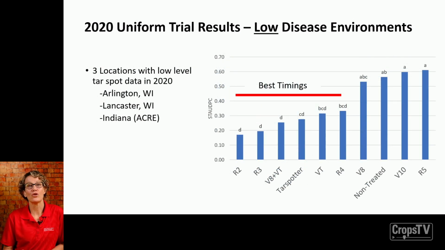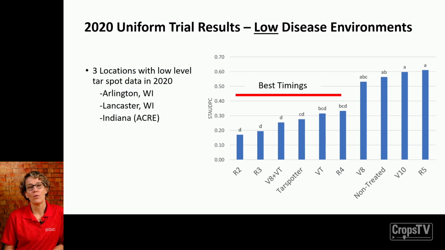So spraying a fungicide twice did not control disease any better. If we look now to 2020, this is in low disease environments. So those are at Wisconsin and then at Indiana. And if you look at the timings along the bottom, they are not in order of growth stage. They are in order of disease control.